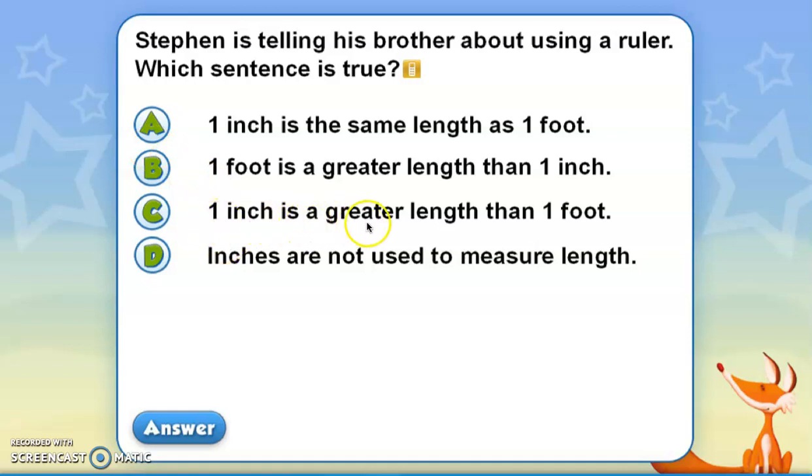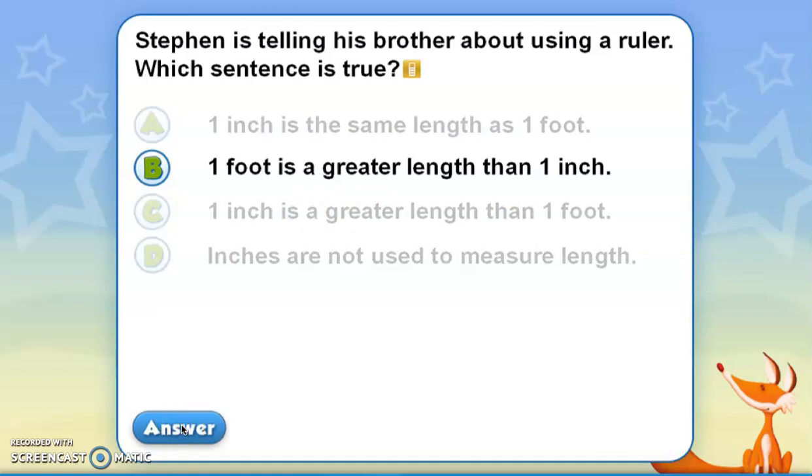C: 1 inch is a greater length than 1 foot. Well, that's kind of the opposite of B, right? So if B is correct, then C can't be correct. 1 inch is not greater than 1 foot, which is 12 inches. So that one doesn't make any sense. And then D says inches are not used to measure length. Well, that can't be true because we used inches last week to measure different objects, right? So D cannot be true either. So the correct answer has to be B. 1 foot is a greater length than 1 inch, which is very true.